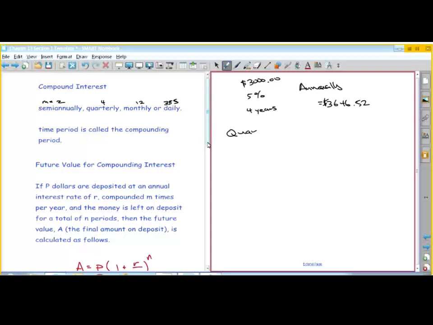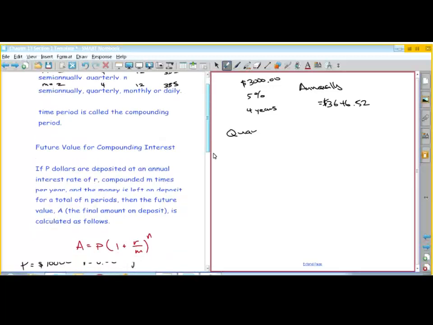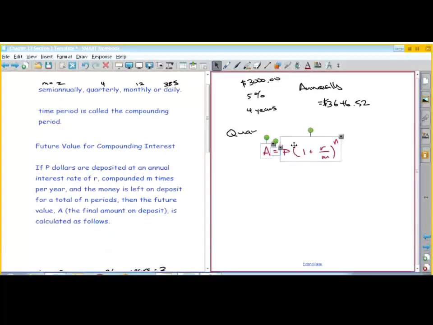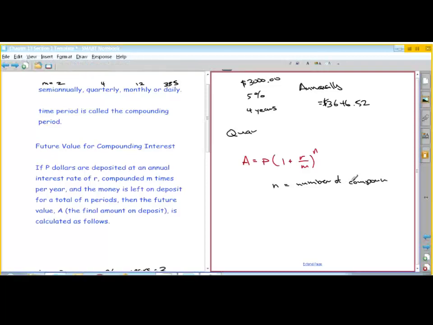So let's do quarterly. The equation is slightly different when you have, let me just copy this over, so I'm going to move it over here. This is for periods of less than a year. So let me define what everything is. Everything's the same except N is the number of compounding periods. And N turns out to be equal to M, which I'll define in a second, times T, where T is the number of years.